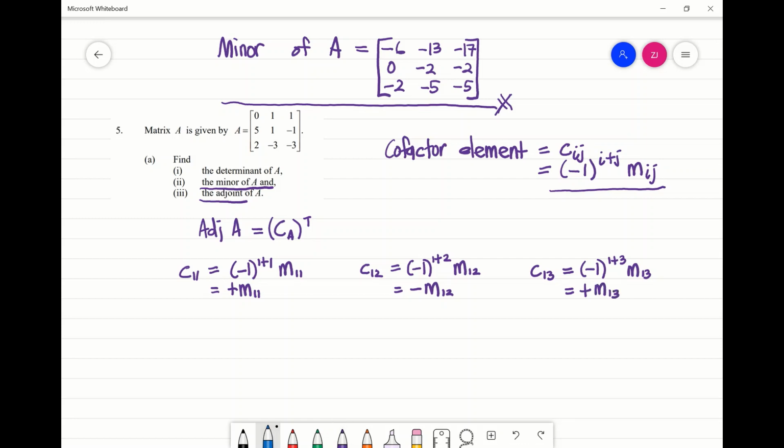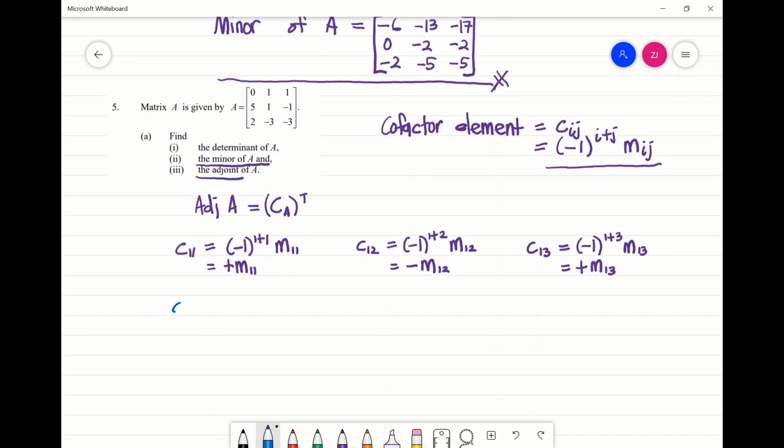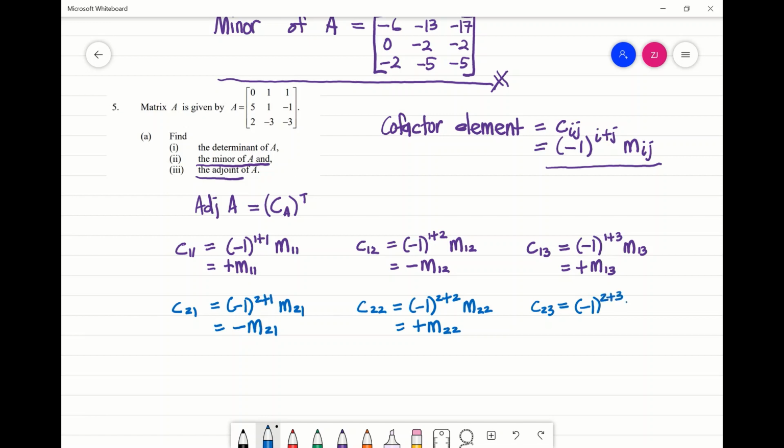Then we use the same formula to find C21. So negative 1 to the power of 2 plus 1 times M21. So we will have negative 1 to the power 3, which is negative of M21. And then we have C22, which is negative 1 to the power of 2 plus 2 times M22. And we know that negative 1 to the power 4 is positive, so we have positive M22. And then we have C23: negative 1 to the power of 2 plus 3 times M23. So we will have negative 1 to the power of 5, which is negative 1 times M23.